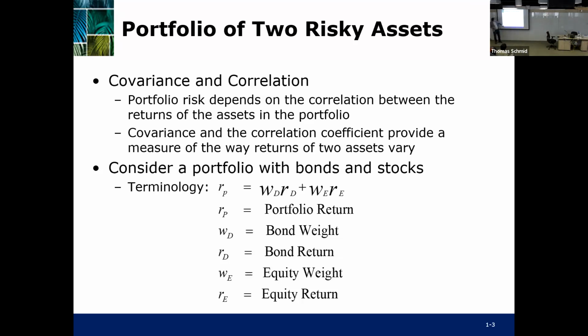The terminology that we use: we will have the portfolio return. R_P is the realized return, which is just the weighted average of the weight that we invest in the bond fund and the weight that we invest in equity, times the returns of bond and equity. At the end, it really doesn't matter what these two assets are. You can think about them as a bond and a specific stock, or as a bond ETF and an equity ETF, or whatever you want. Just any two risky assets.